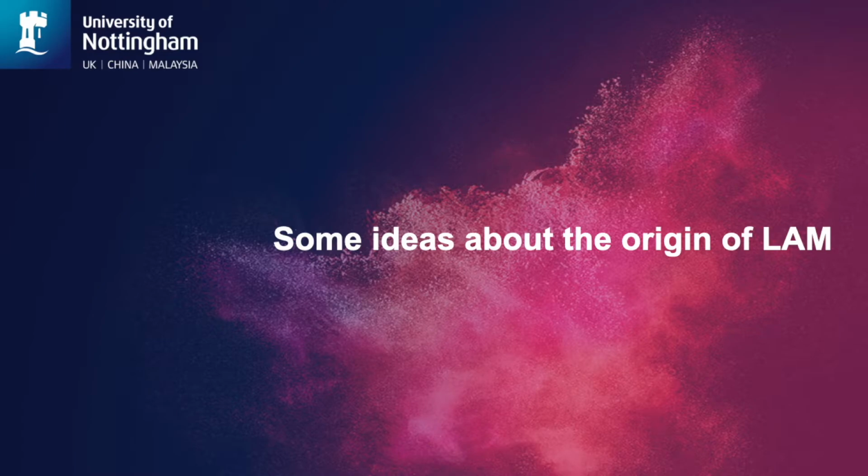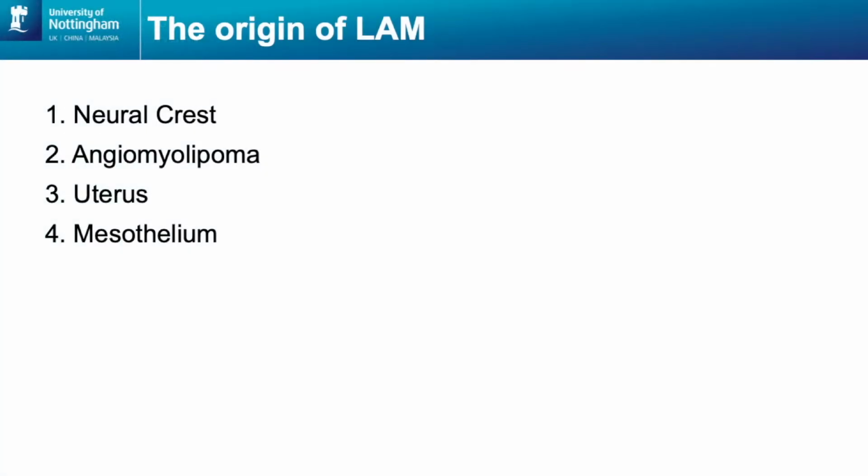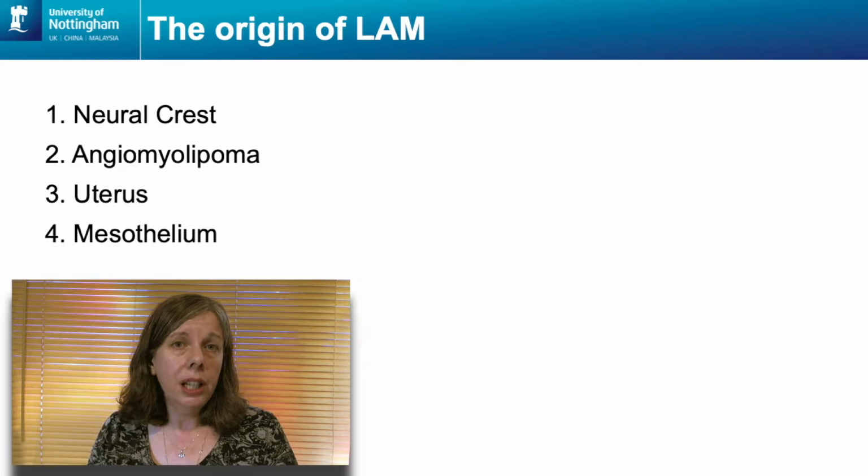I'm going to outline a few ideas as to what this cell might be that have been bouncing around for a while. The first idea is that these cells come from the neural crest. And this is based on the fact that neural crest cells produce PMEL and LAM cells produce PMEL. There's been a little bit of work on LAM as neural crest cells, but not lots.